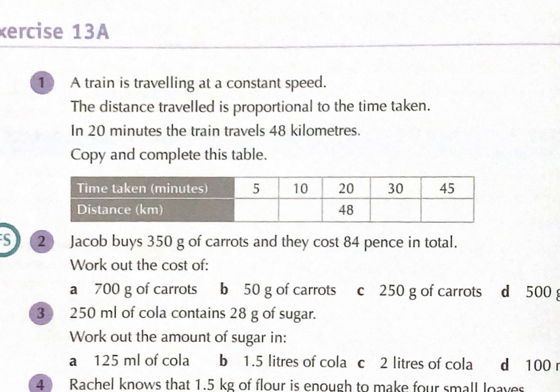24. We divide by 2, so 24. You are right. Can we find the distance covered in 5 minutes? 12. Yes, because we divide by 4, so divide 48 by 4 and you get 12. Can you find the distance covered in 30? 72. 5 multiplied by 6 equals 30, so 12 multiplied by 6 equals 72.